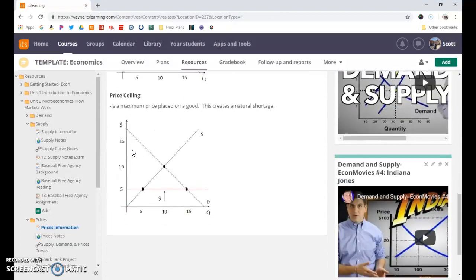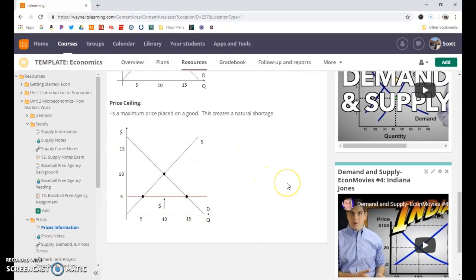Now, if we go down to the next one, the price ceiling example, you're going to see the price is set at $5. At $5, we go across until we hit our first curve, which is the supply curve. We're only supplying 5 items at $5, but at $5, we're demanding 15 items. This is what we're going to call a shortage. This happens more often. A shortage is where the price is too low and there's high demand for those products.